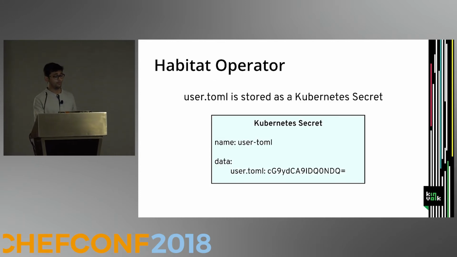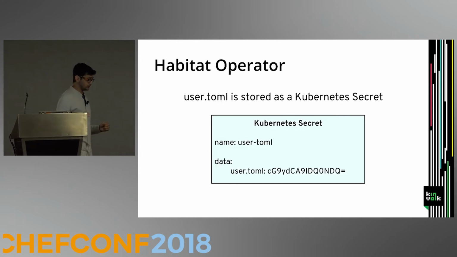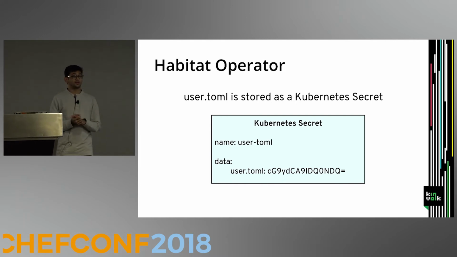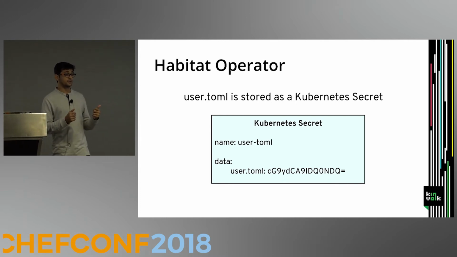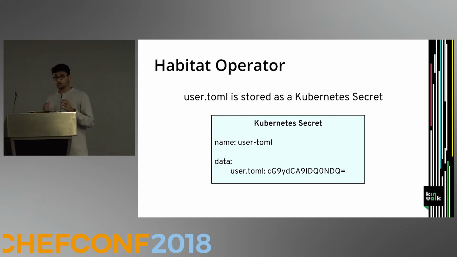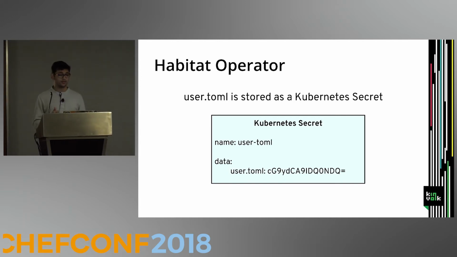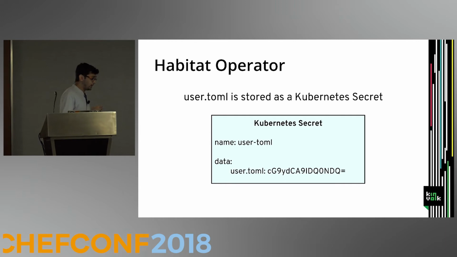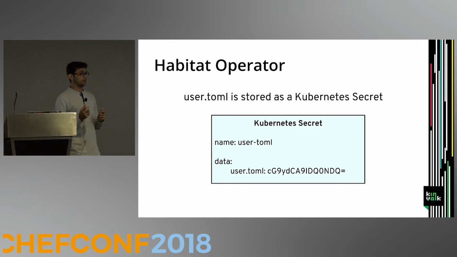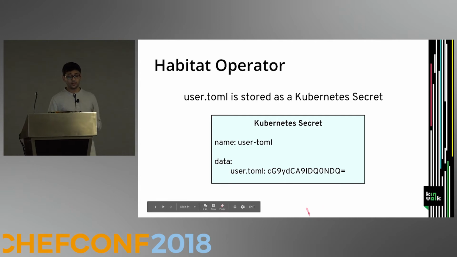In the habitat operator, we use the user.toml file as a Kubernetes secret. This is exactly what we were doing originally in habitat artifact itself for customizing our configurations. To do this, we created a Kubernetes secret, and we encoded the contents of the user.toml file as a base64 string and put it under the key user.toml right here.